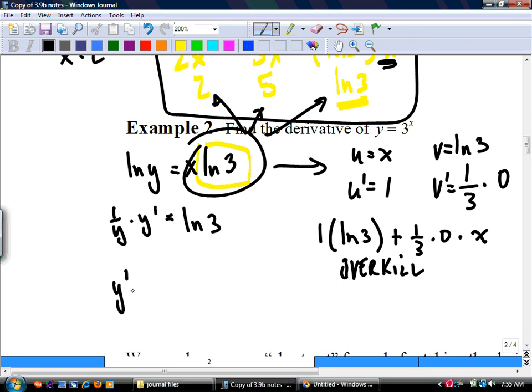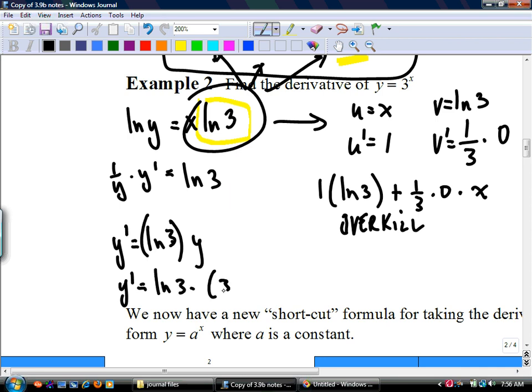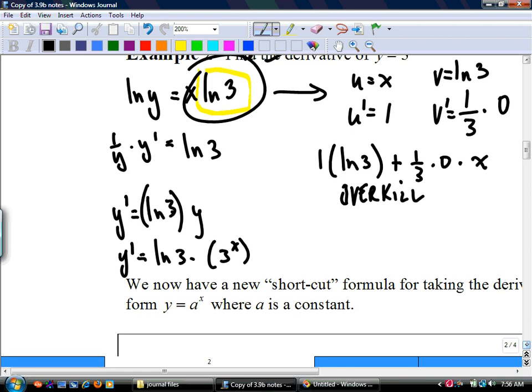So the derivative of this is ln 3 times y. Well, what's y? 3 to the x. So ln 3 times 3 to the power of x. So you've now created a new formula for the derivative of a to the x.